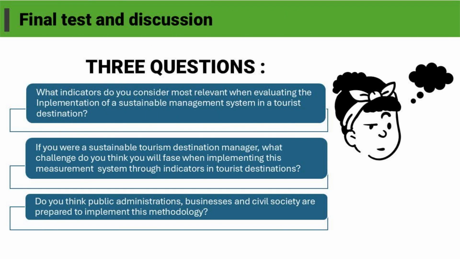Now we ask ourselves these three questions. First, what indicators do you consider most relevant when evaluating the implementation of a sustainable management system in a tourist destination? Second, if you are a sustainable tourism destination manager, what challenges do you think you will face when implementing this system of measures through indicators in tourist destinations? Third, do you think that public administrations, businesses, and civil society are prepared to implement this collaborative governance methodology?